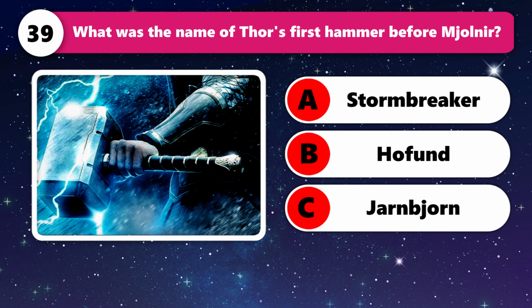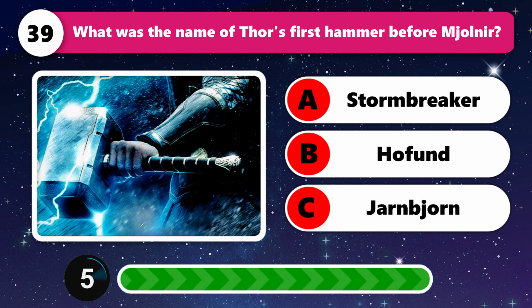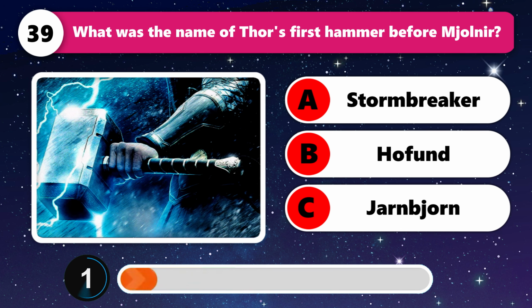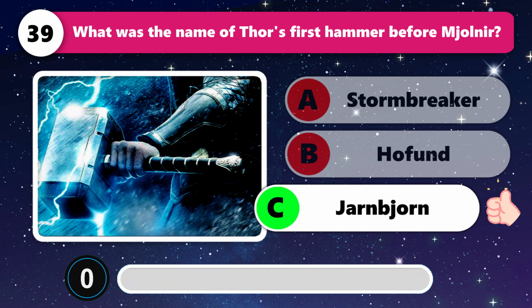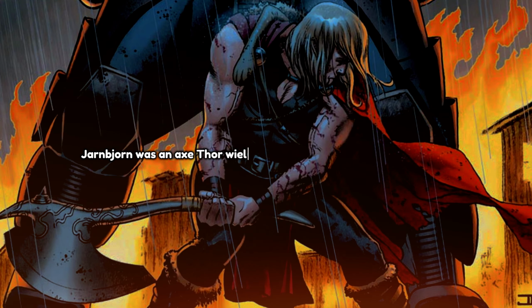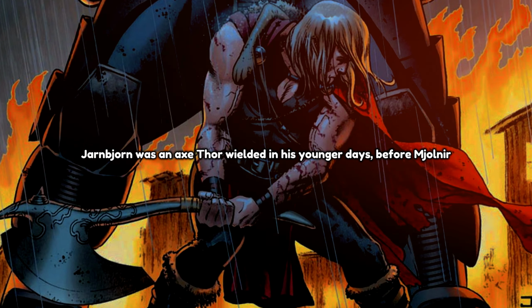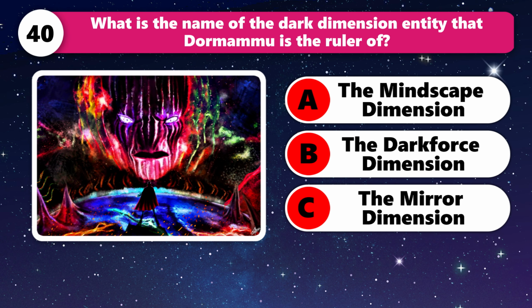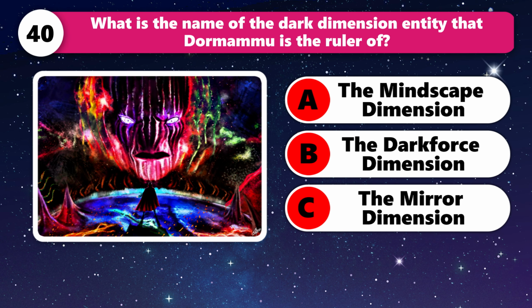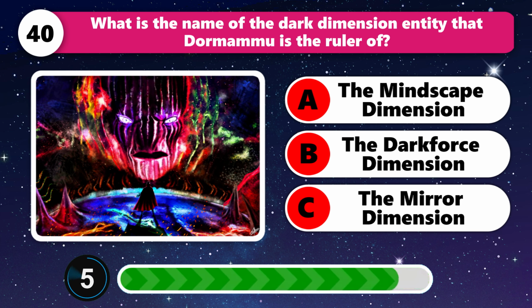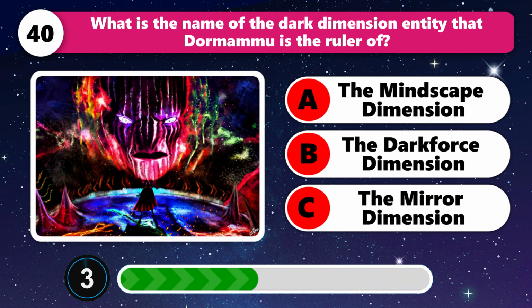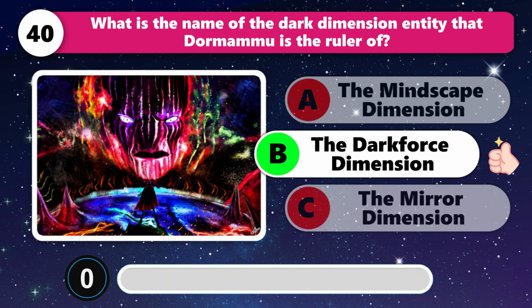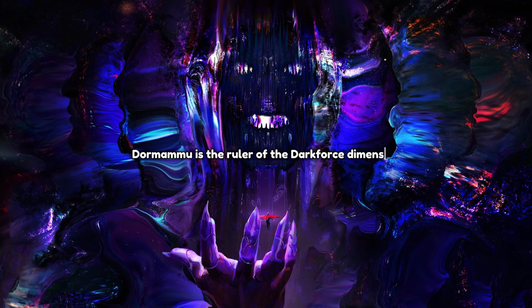What was the name of Thor's first hammer before Mjolnir? You're a true expert. Jarnbjorn was an axe Thor wielded in his younger days before Mjolnir. What is the name of the dark dimension entity that Dormammu is the ruler of? Incredibly precise! Dormammu is the ruler of the Dark Force dimension.